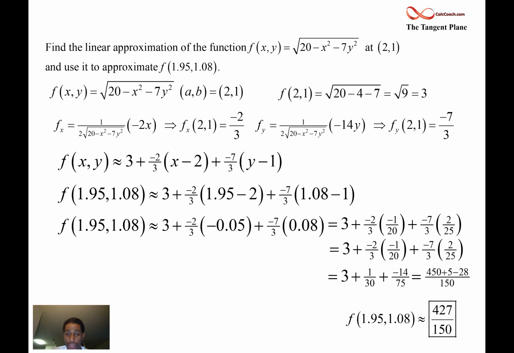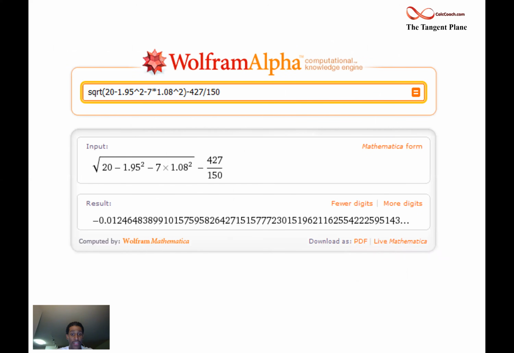And watch how close this is to the calculator answer. On the next slide, we'll go to a computer system and plug 1.95 and 1.08 into the square root and find out that the difference between our answer, 427 over 150, and the actual calculator answer is 1/100th. So with the power of our brain, we were able to get the answer correct to 1 decimal point. As far as rounding goes, it'll be correct to 2 decimal points. And so we're only 1/100th off using the tangent plane.